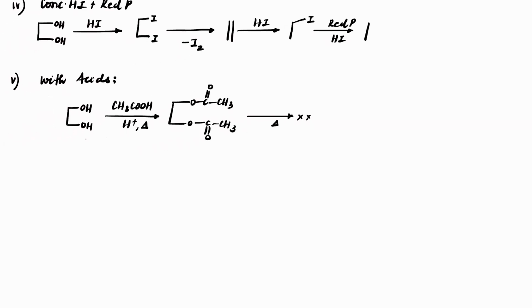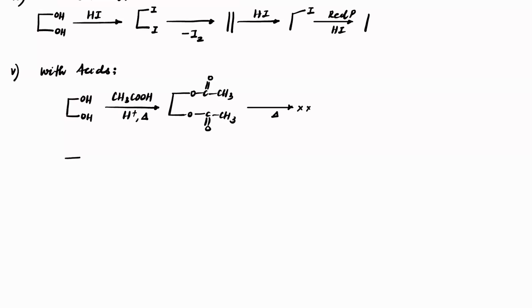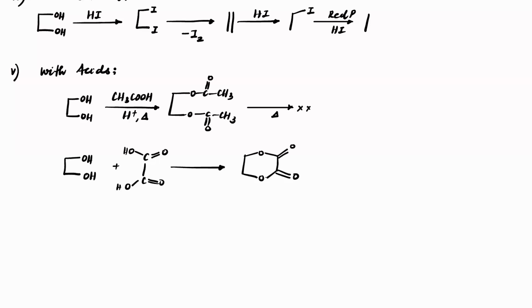But in case you have, let's say, this case here, OH and OH, and we have formic acid this time. So C double bond O, OH here, and C double bond O, OH here. First, it will form a cyclic ester here, like this. Cyclic ester formation is observed. Once it gets a cyclic ester, now the bond breaking will take place. This will try to convert into CO2.